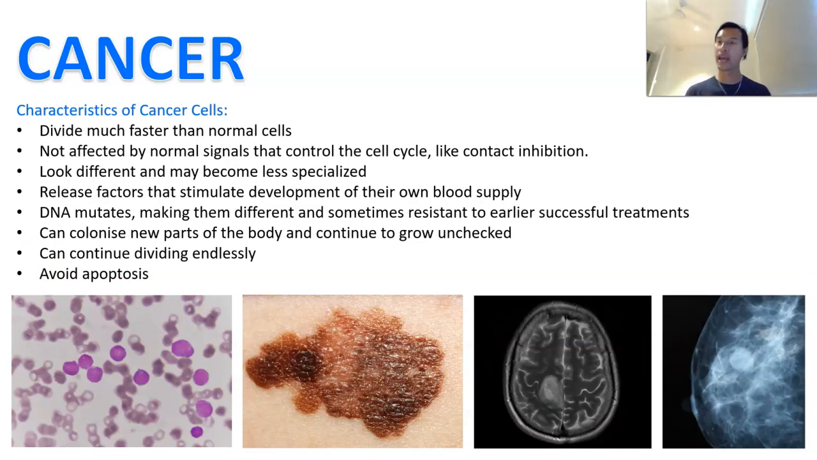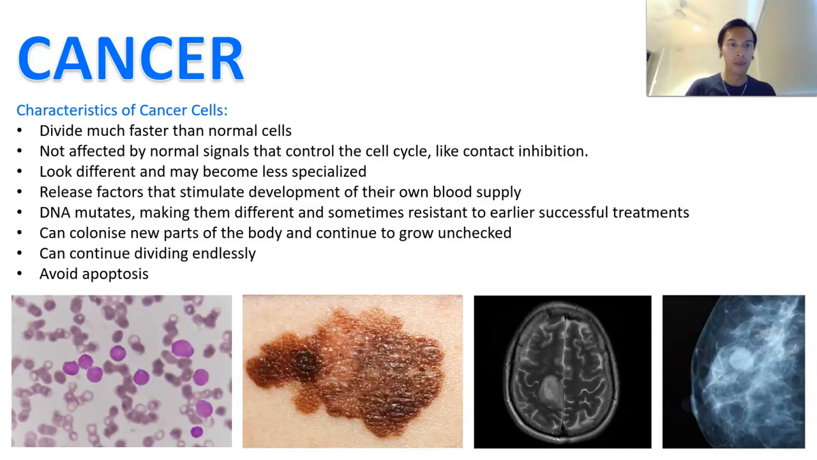Characteristics of cancer cells. Generally speaking, when cells become cancerous, they're going to divide much faster than your regular normal cells. They're not affected by normal signals that are controlling the cell cycle, like, for example, contact inhibition, right? So just because a cancerous cell sidles up next to a regular cell, it's not going to receive those signals to say, hey, stop spreading because you're crowding up the place, and it just keeps going. Right? It's going to generally look different, and in general, the cells are going to be less specialized. They don't really perform the normal things that they're supposed to do, but instead they just keep dividing endlessly, right?